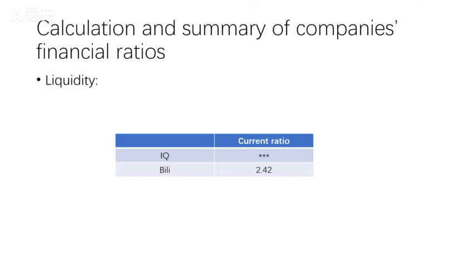For the first, I want to talk about liquidity. Because I didn't find the current liability for iQIYI, I cannot calculate the current ratio for it. But for Bilibili, I use the current assets and the current liabilities and divide them and get the number 2.42.